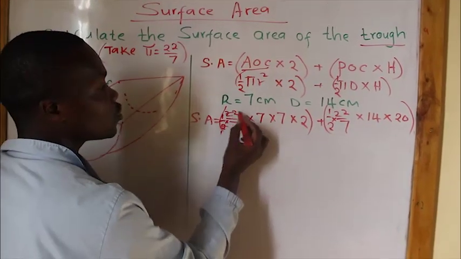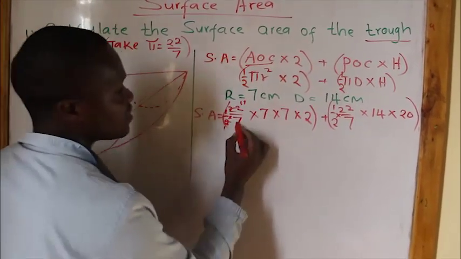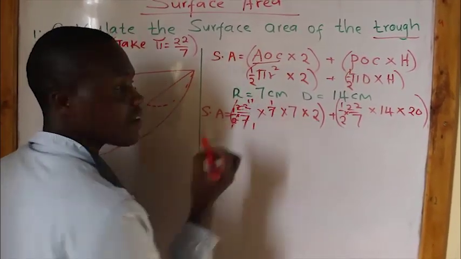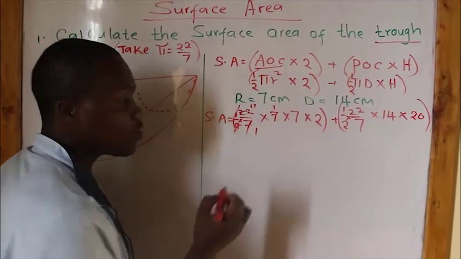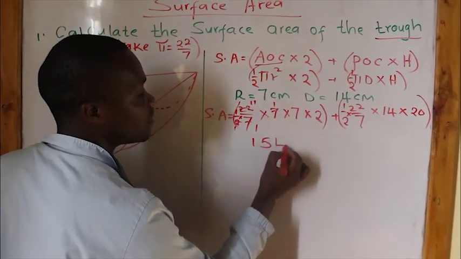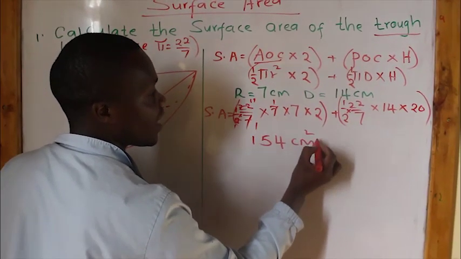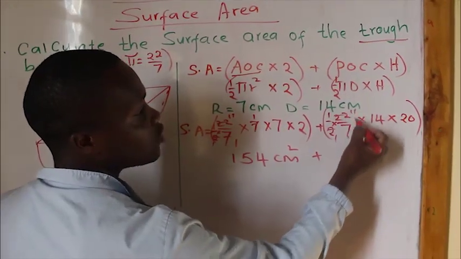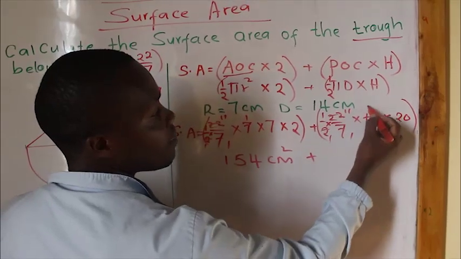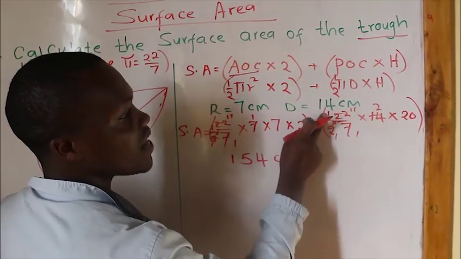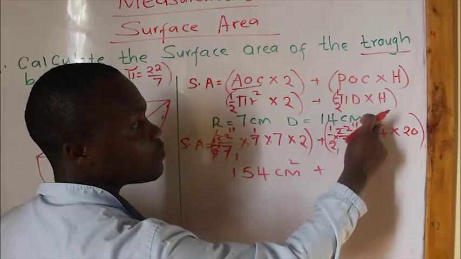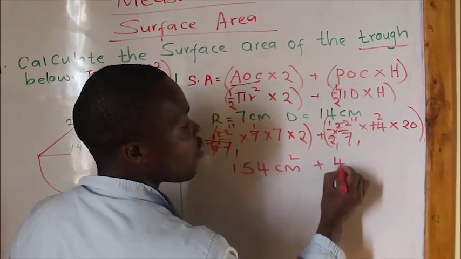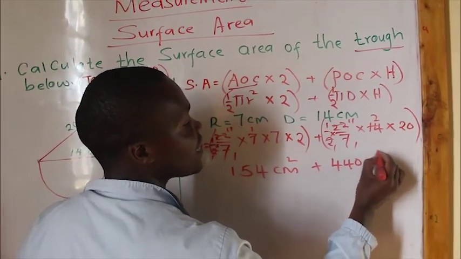2 will divide 22 11 times. 7 will divide 7 one time. Then we have 11 times 7, that is 77, times 2, you get 154 centimeter square. Plus, we have to simplify by 2 1, by 2 11, by 7 1, by 7 2. So we have here 1 times 11, which is 11 times 2, we have 22. Then 22 times 20, you get 440 centimeter square.